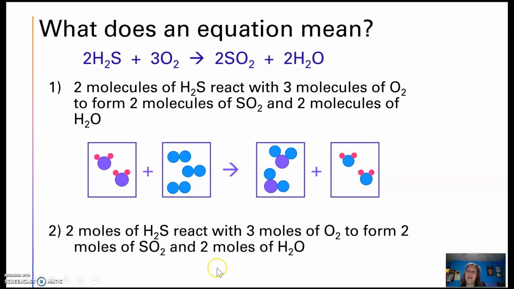You can't weigh out, it's physically impossible to weigh out, two molecules of H2S and three molecules of O2, but we can weigh out moles, right? Once you know the molar mass, you know the mass of one mole. So funnily enough, O is 16 and O2 would be 32. So whatever 32 times 3 is, that would be the mass of O2 you would have to weigh out on the scale.